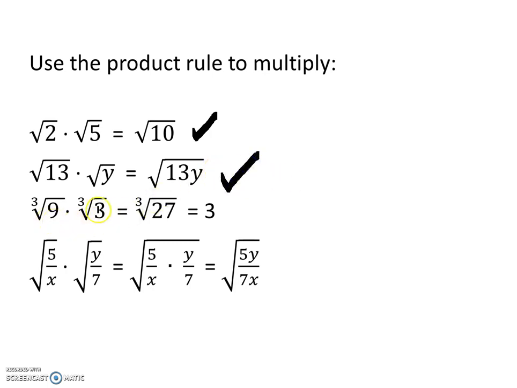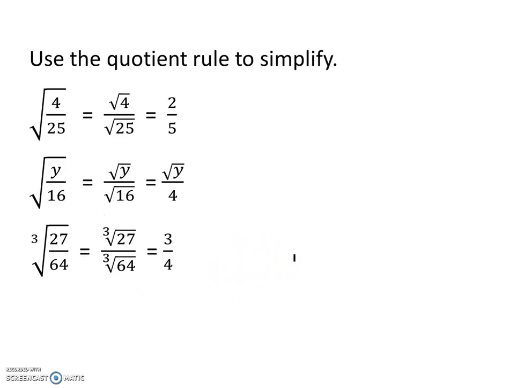The cube root of 9 times the cube root of 3 is the same as the cube root of 27, which is simply 3 because 3 times 3 times 3 is 27. If we have the square root of 5 divided by x times the square root of y divided by 7, we simply multiply across on the top for 5y and across on the bottom to get 7x. So we have the square root of 5y divided by 7x.